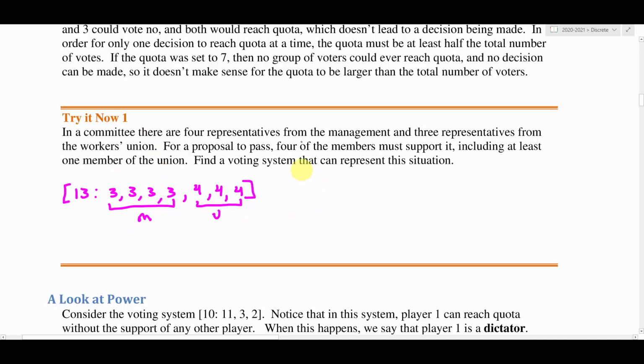Okay? Here's another way we could do it. Let's say I make the quota 6 this time. And let's say I don't give every member of management the same number of votes. Instead, let's do 2, 1, 1, 1. So these would be my 4 management people, and then I would have my union members being 2, 1, 1. Right, so I could do something like that, and I can make these guys the union members. And it would be the same thing, right?